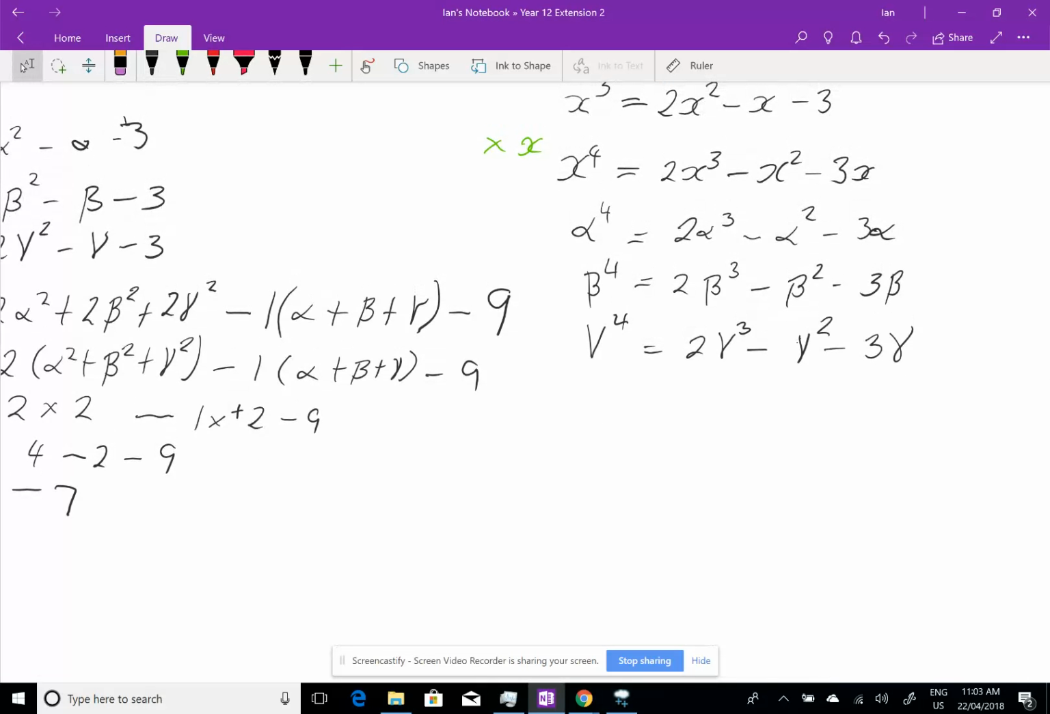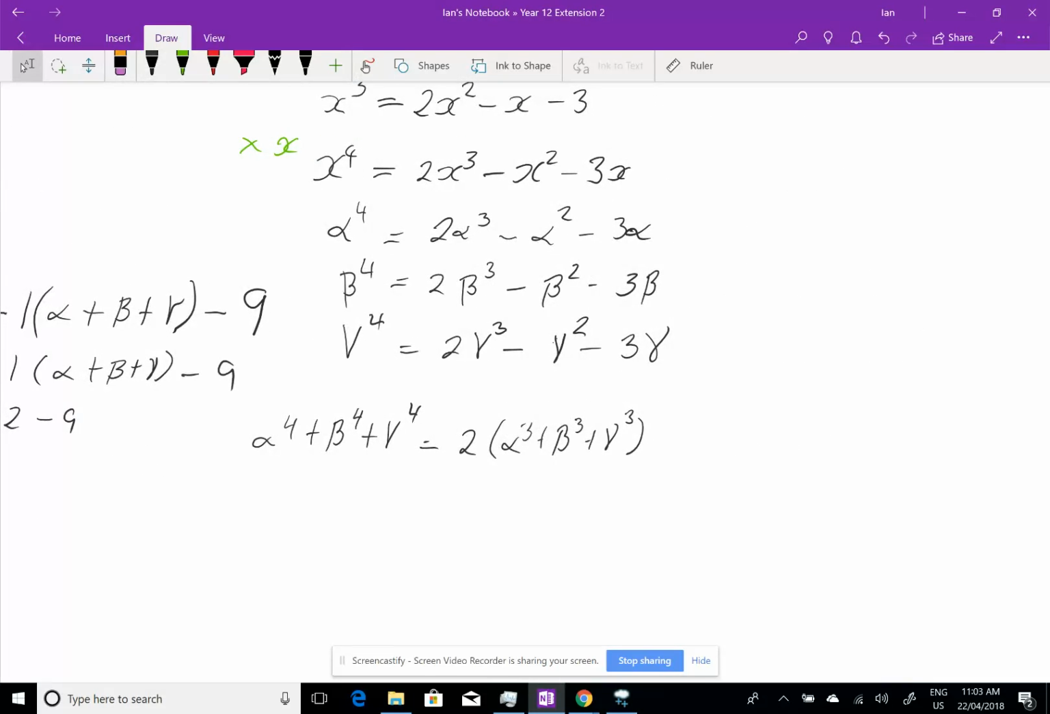And again, if I add them, I'll get alpha to the 4 plus beta to the 4 plus gamma to the 4, which is what we want. I'm going to get 2 of the alpha cubes: 2 times alpha cubed plus beta cubed plus gamma cubed, which we already know. I'll take out minus 1 and I'll get alpha squared plus beta squared plus gamma squared, which I already know, minus 3 times alpha plus beta plus gamma. So it all works out really nicely.